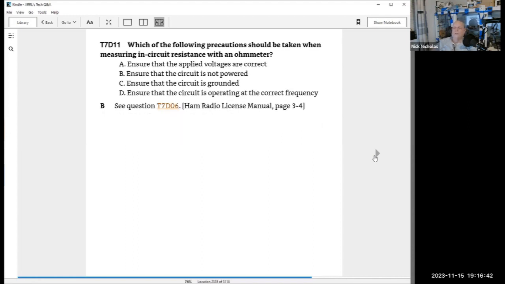Which of the following precautions should be taken when measuring in circuit resistance with an ohm meter? Ensure B, that the circuit is not powered. Same reason I told you to take a voltmeter and check for a capacitor having a charge. Checking a circuit with a voltmeter first is always the way to make sure a circuit is not energized or powered or doesn't have residual power. And so that's B, the right answer, and it's a practice you should always do.